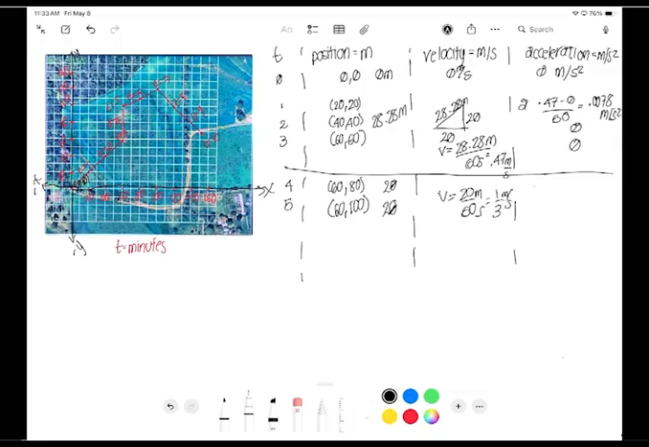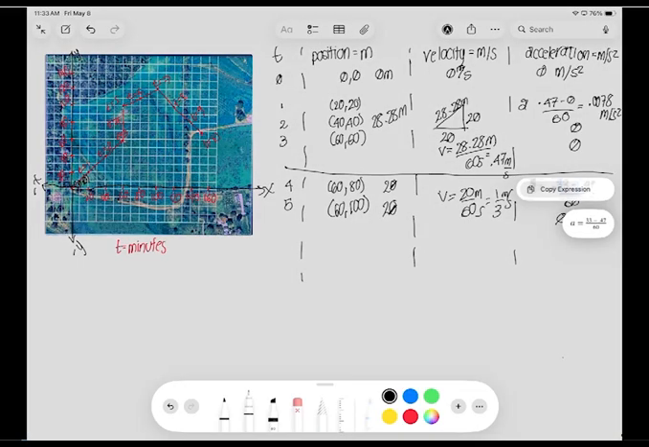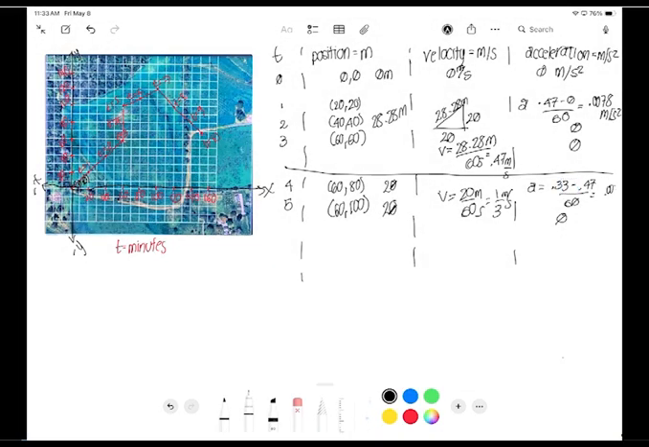For T4, acceleration is equal to 0.33 minus 0.47 divided by 60. And for T5, it's going to be 0. That's equal to negative 0.0023 meters per second squared. So we're decelerating between T3 and T4 because the velocity went down. But the acceleration is 0 between T4 and T5 because the velocity was the same.